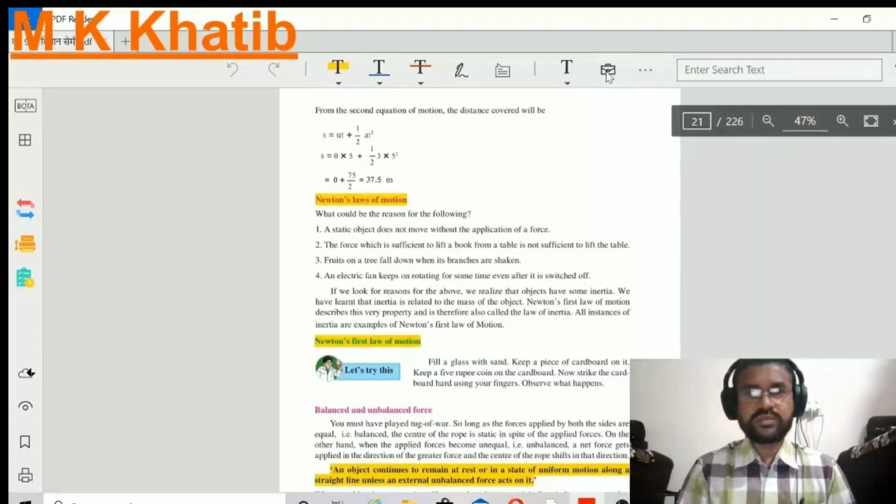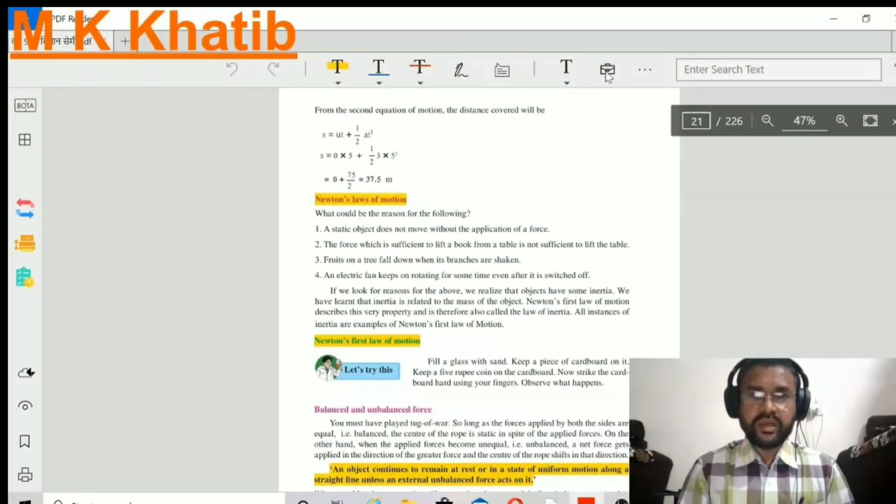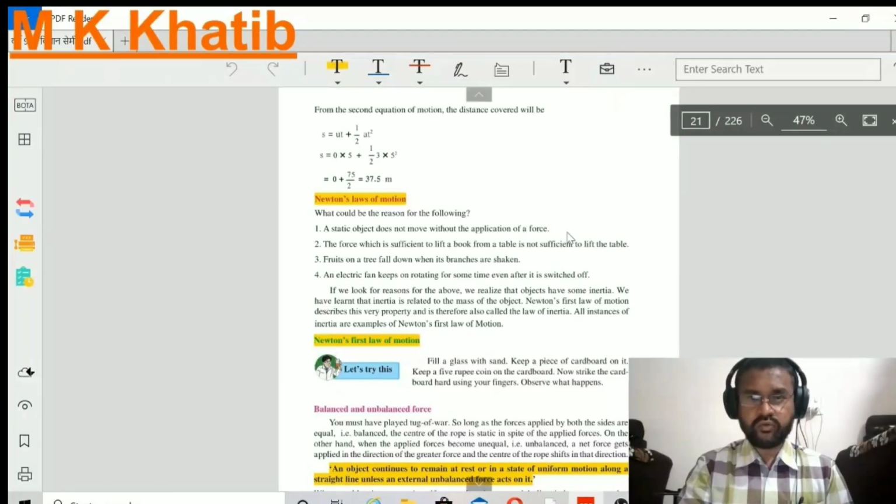Hello students, today we are going to study Newton's laws of motion. Now I am going to give some examples to you. You have to find out the reason behind it. The first example is that a static object does not move without application of force.